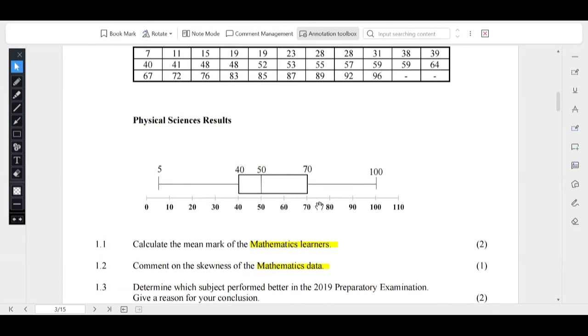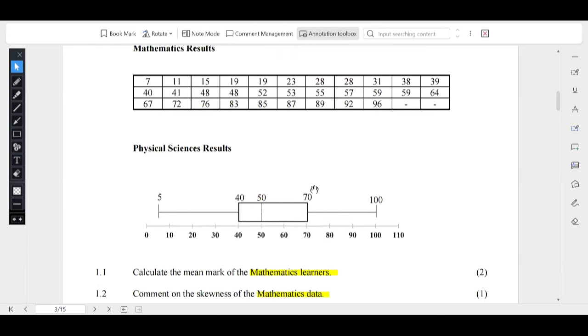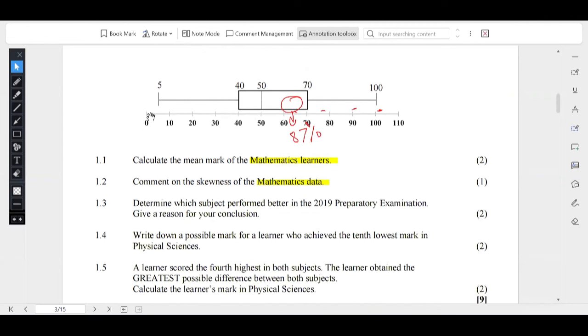We can say, remember, they said they had the greatest difference. So the fourth highest learner in mathematics, it is clear to see because all the data has been recorded here. So it's 1, 2, 3, 4. So the fourth highest in mathematics was 87%. Now we want to record their mark in physical sciences, but then there has to be the greatest difference between those marks. So if we go back here, let's read, a learner scored the fourth highest in both subjects.